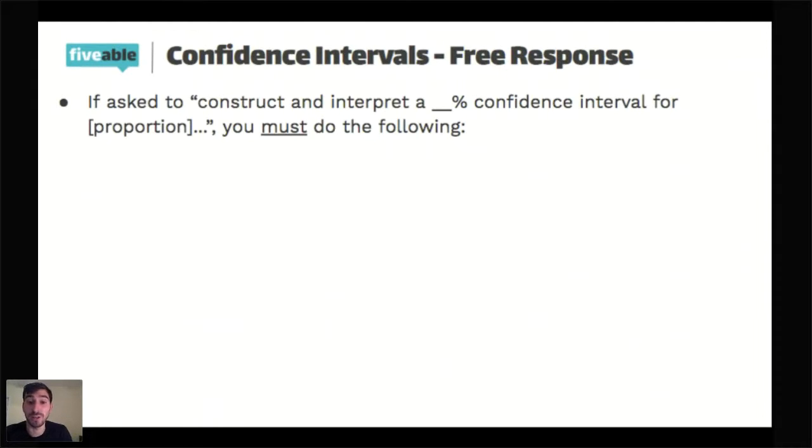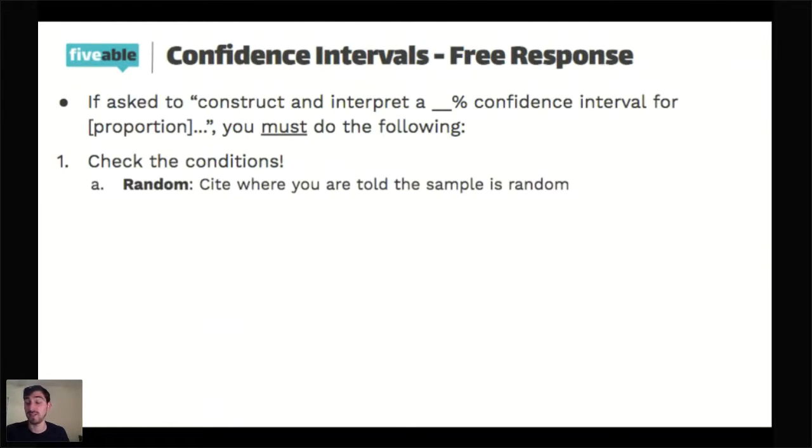But remember, you got to do all these things. You have to check the conditions. Every time you're doing a confidence interval or running a hypothesis test, you have to check the conditions. In the case of proportions, or in the case of anything really, you've got to cite where you're told the sample or samples are random. And if it's a 2-sample difference of proportions, you have to make it clear that the samples were independent of each other.